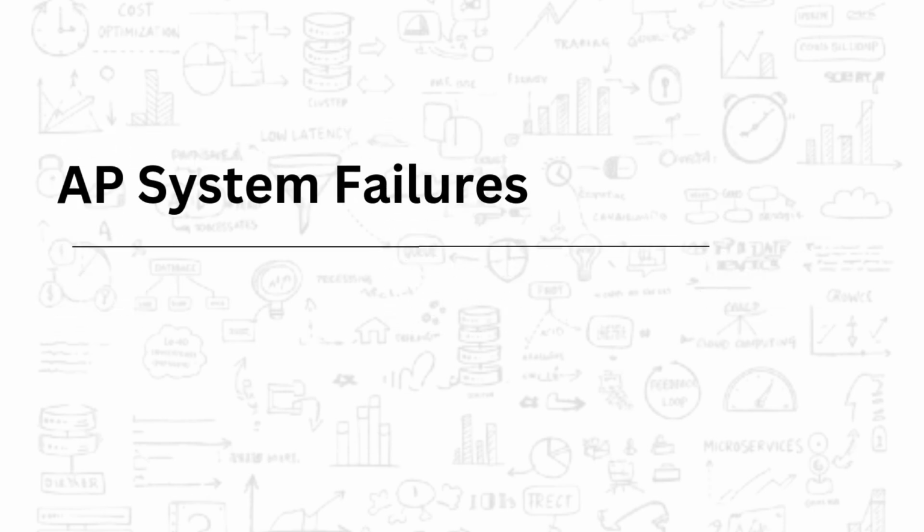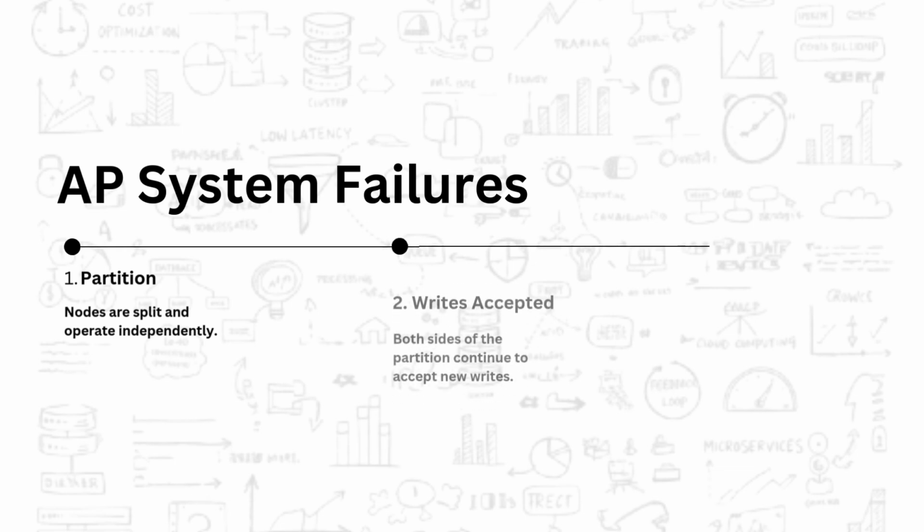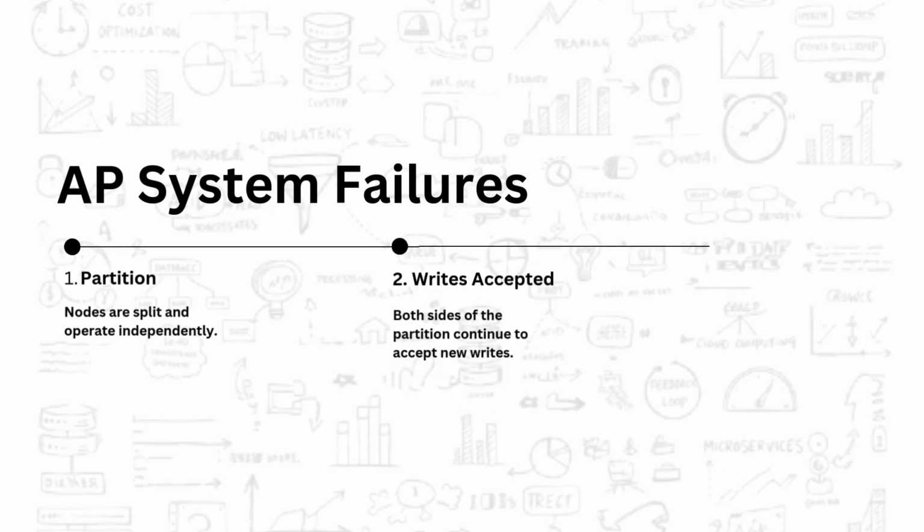Now let's flip it and look at an AP system like Cassandra or DynamoDB. The same partition happens. But what do the nodes do? They just keep on chugging along. Both sides of the partition keep accepting new writes, operating completely independently. They stay always on. The upside is the system is available. But the downside? Well, now you have two different versions of the truth. The data has diverged, and you're going to have a headache resolving those conflicts once the network comes back.